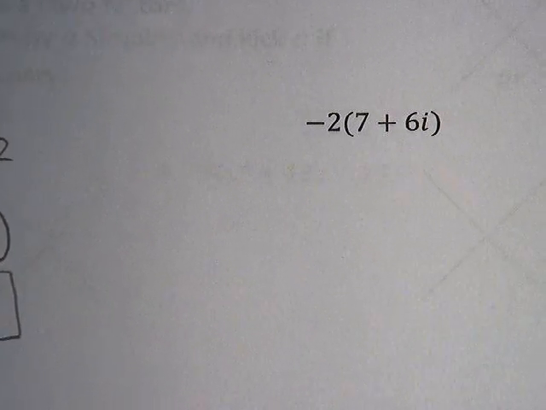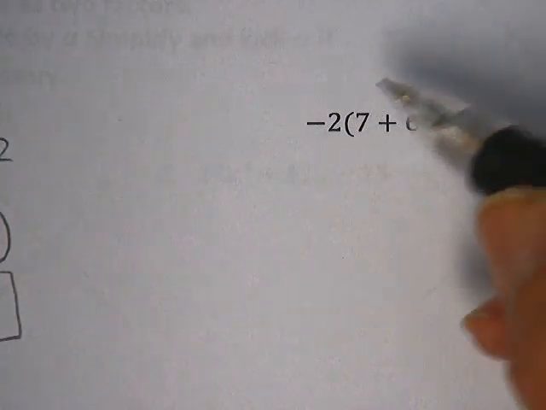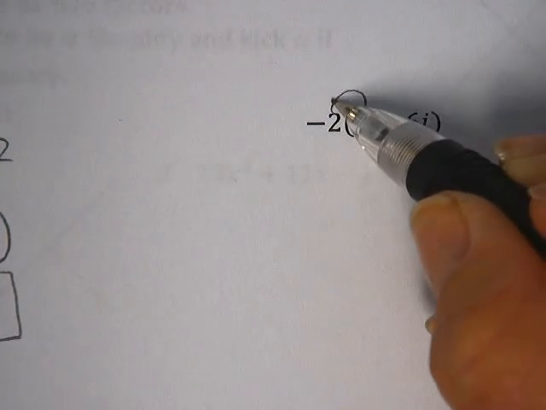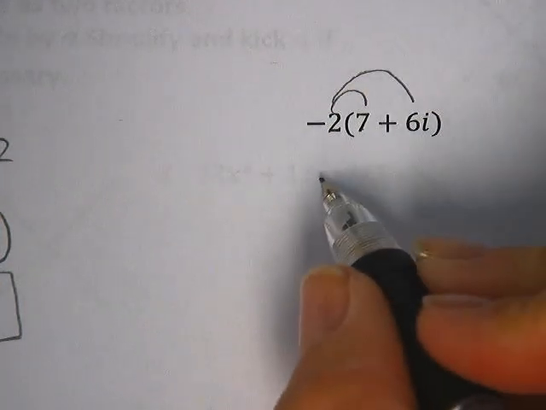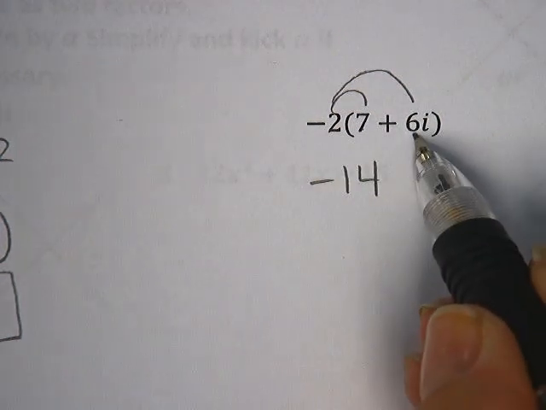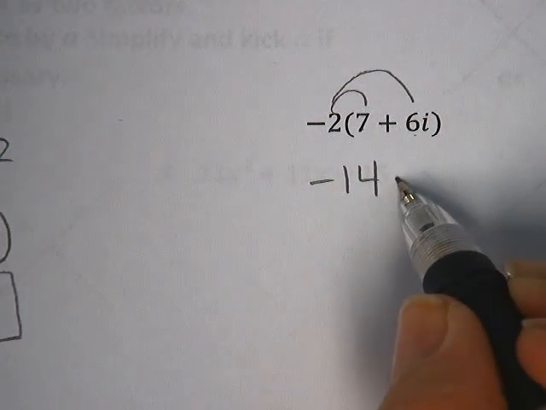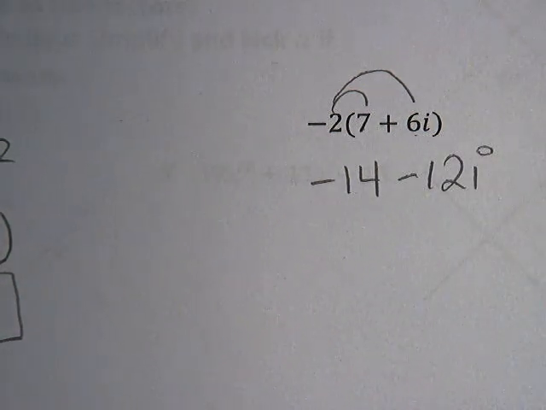Ooh, multiplication where we have to distribute here. We're going to distribute the negative 2 to the 7 and to the 6i. So negative 2 times 7 is negative 14. Negative 2 times 6i is negative 12i. Done with the problem. That's straightforward.